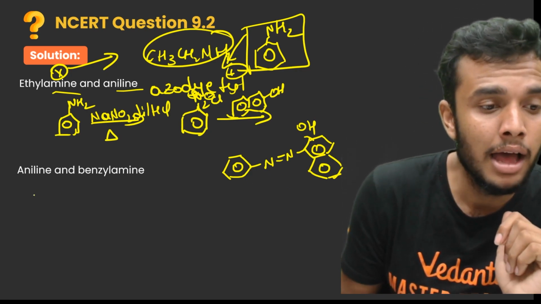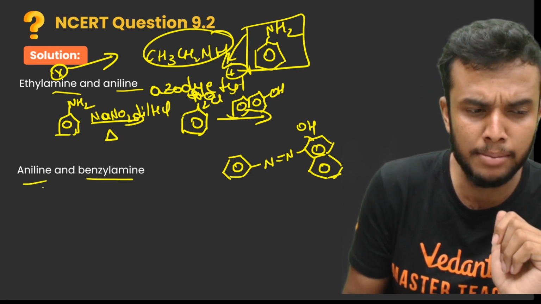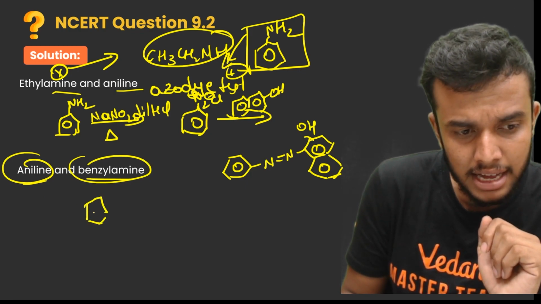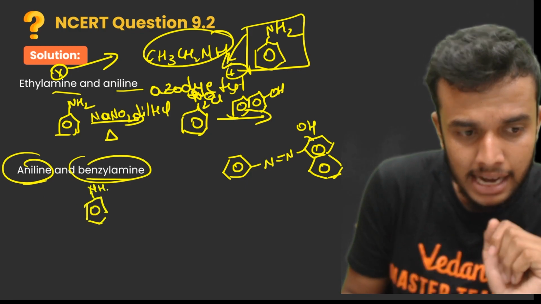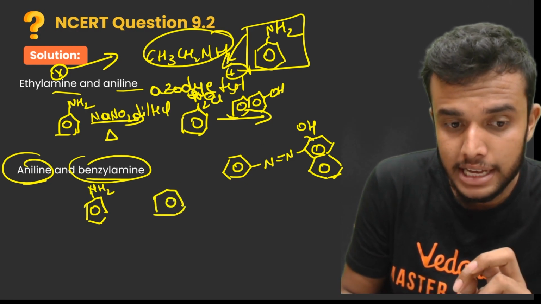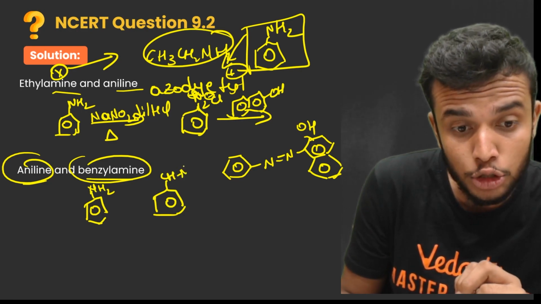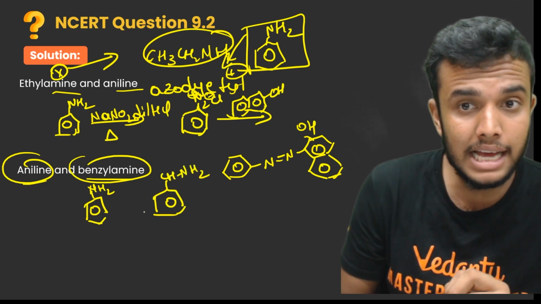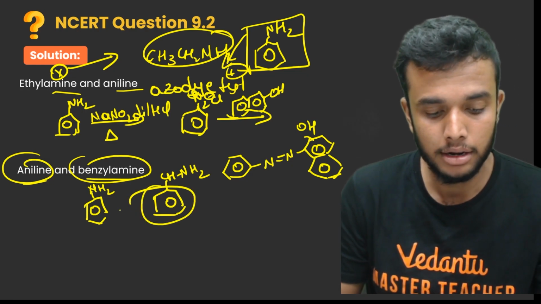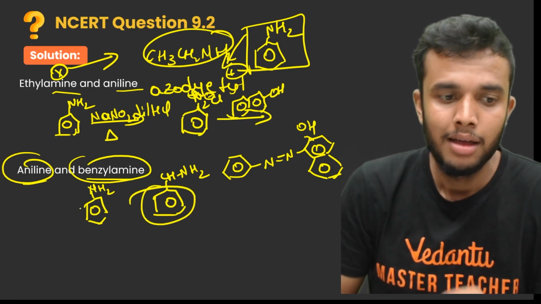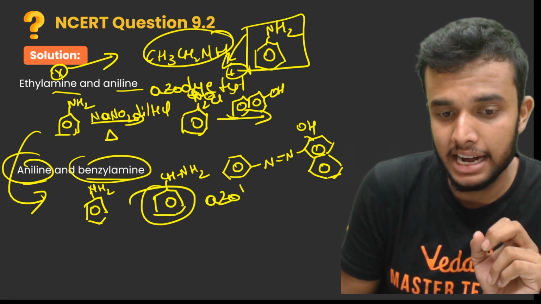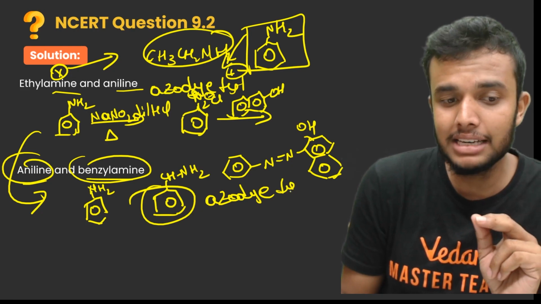Next, the next one, aniline and benzylamine. What is the difference between aniline and benzylamine? Both are not the same. In aniline, the NH2 group is directly attached to the aromatic ring, but in benzylamine it is attached to the CH2 group. The CH2 group is directly attached to the aromatic ring. Same procedure, students, the same azo dye test, we can easily differentiate both of these.